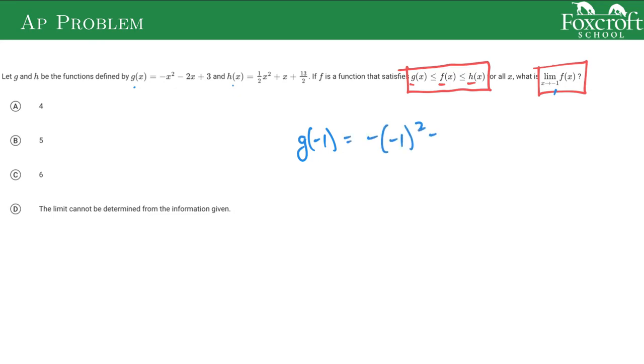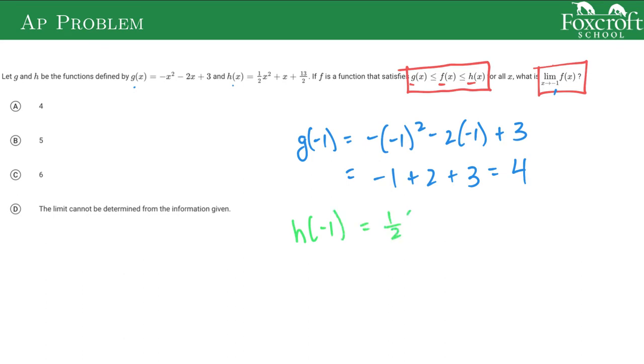Being careful with all these negatives, I'm going to simplify it, and I get 4. I'm also going to plug it into h. That's going to be 1/2 minus 2/2 plus 13/2.